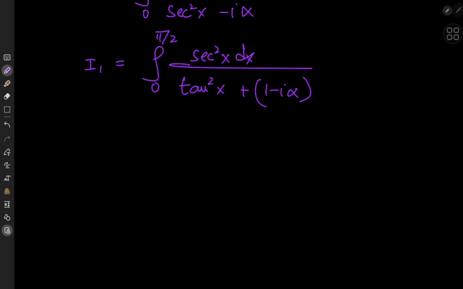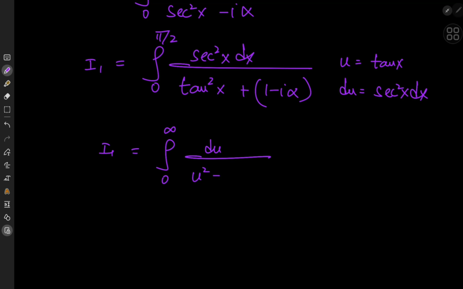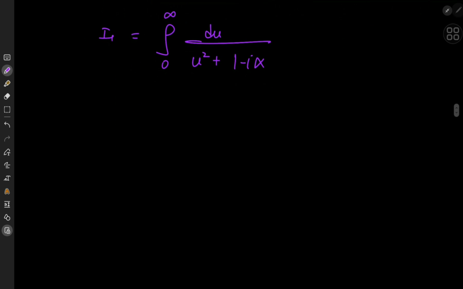Now for a simple u substitution where we let u equal tangent x, and this means du equals secant squared x dx. So I sub 1 in the u realm is the integral from, well, as x approaches 0, we have tangent 0, which is 0, and as x approaches pi by 2, the tangent function approaches positive infinity. So we have du divided by u squared plus 1 minus i times alpha, meaning that we have a very simple inverse tangent structure here.